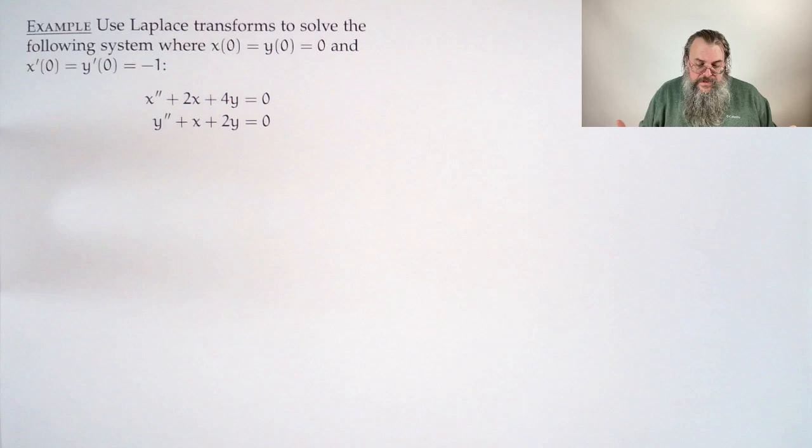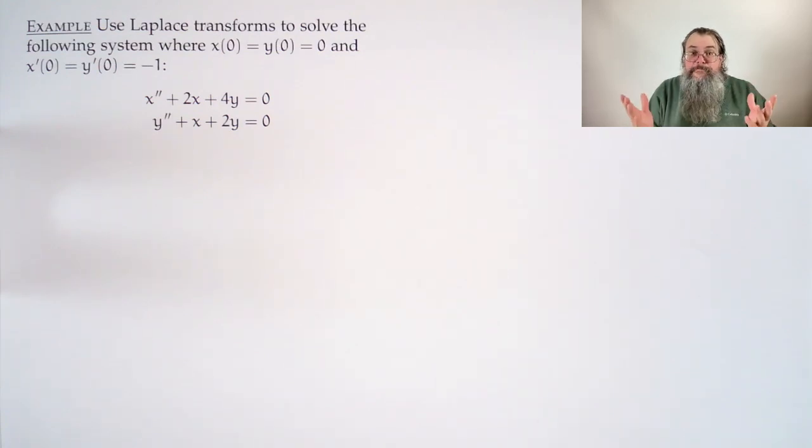Okay, so we have our system. We're told that x of 0 and y of 0 are both 0. That's good. And x prime of 0 and y prime of 0 are both negative 1. And we have x double prime plus 2x plus 4y equals 0, y double prime plus x plus 2y equals 0. Okay, well, let's approach our problem.